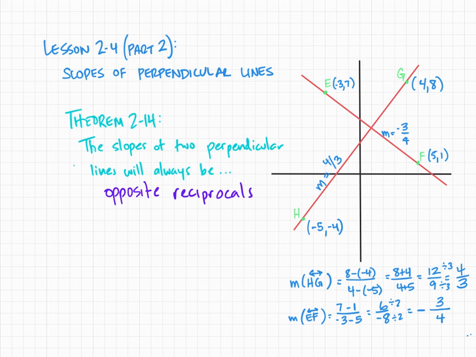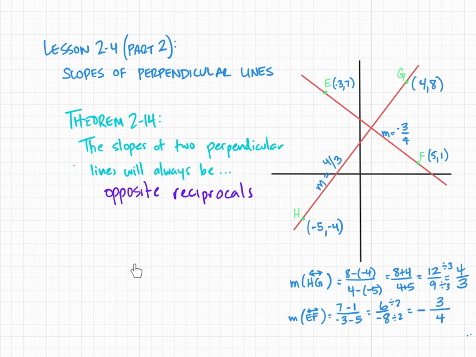And when we say opposite reciprocals, we mean we're going to change the sign and we're going to flip the fraction over. So if one line has a slope of -2, then the perpendicular line would have a slope of positive 1/2.